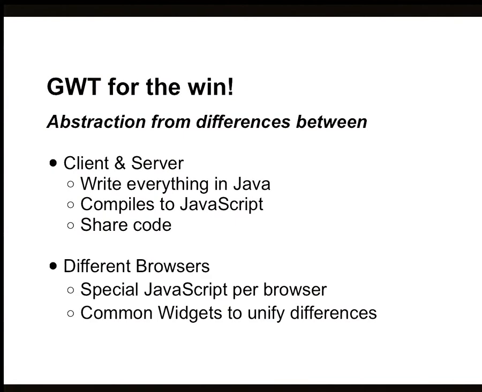And the other thing, as I said, there are two things. It tries to abstract from the differences between browsers. It does that by spitting out a dedicated JavaScript version for each browser you want to target. So you can say, I want to target Internet Explorer 6 and Safari, and then it spits out two different versions of the JavaScript.